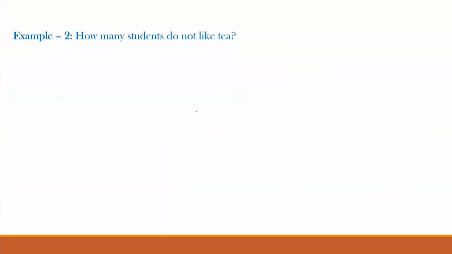The next example: how many do not like tea? So they may like coffee, they may like milk, but they should not like tea at all. So you anyway have only tea as 10. So whatever is your universal set, that is 80 minus 10.